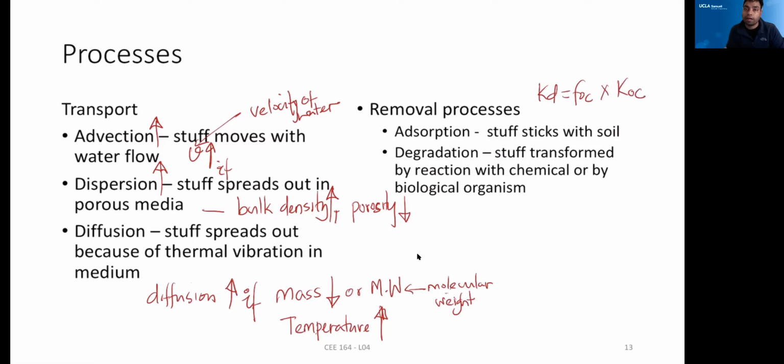Again, this is only applied if it is sticking with only organic carbon. If it's not sticking with organic carbon, everything else like clay, this equation is not valid. So again, you have to think of which pollutants you have, and then you have to think of all that.